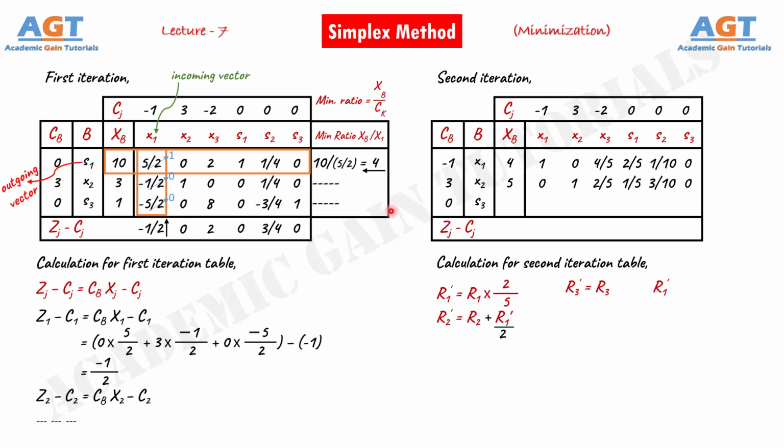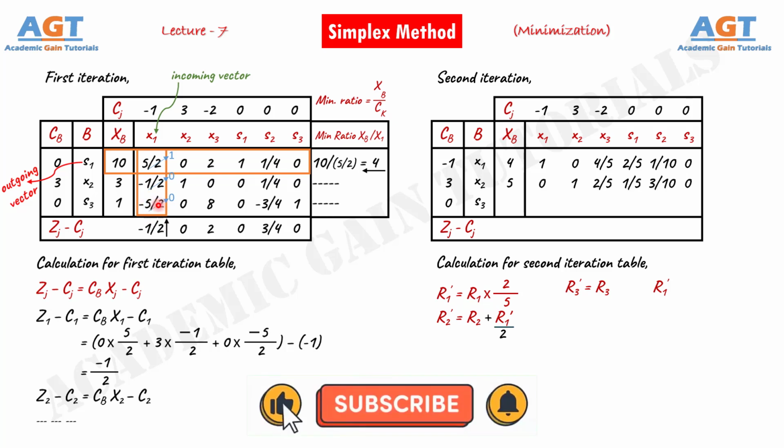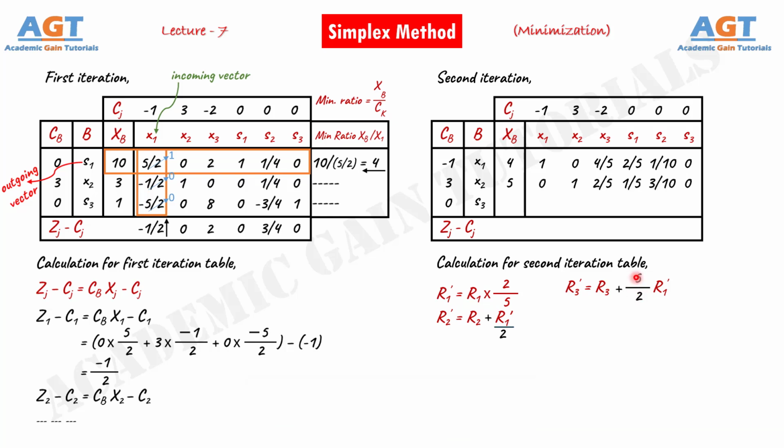For that we will take help from R1 dash row in new table. If we multiply R1 dash row with 5 by 2, here we will get plus 5 by 2, then we will add with R3. So, the row operation will be R3 plus 5 by 2 R1 dash. So, let's see in rough. Here, we will write the value of R3 from the old row, 1, minus 5 by 2, 0, 8, 0, minus 3 by 4, and 1.